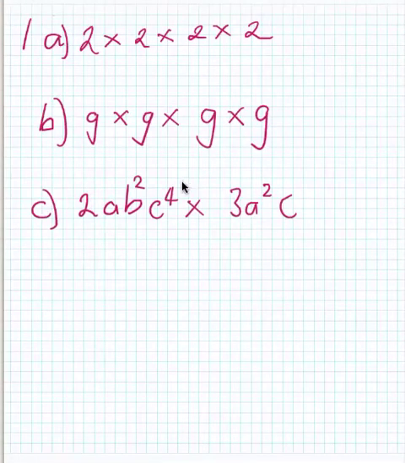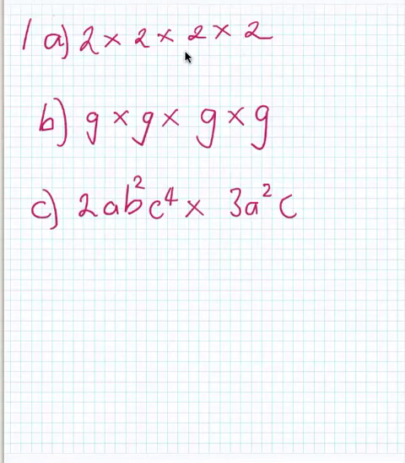So these 3 questions involve the first index law, and that is whenever we multiply variables or numbers, all we have to do is add the powers of the same base, whether numbers or variables. And with the first one, we can see we have the same number or the same base, and we can do this mentally. We can go 2 times 2 is 4, times 2 is 8, times 2 is 16.